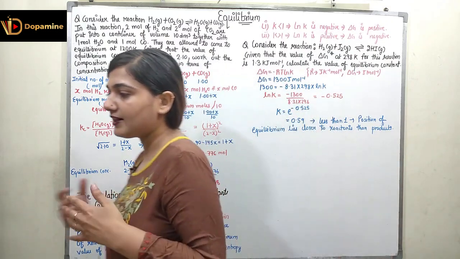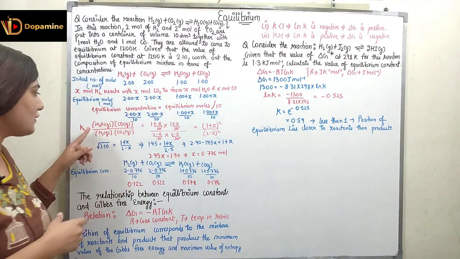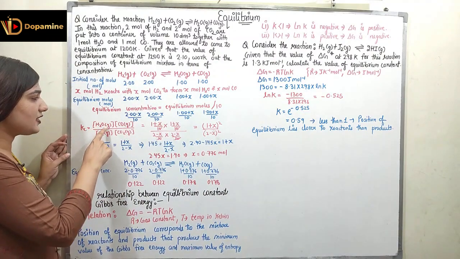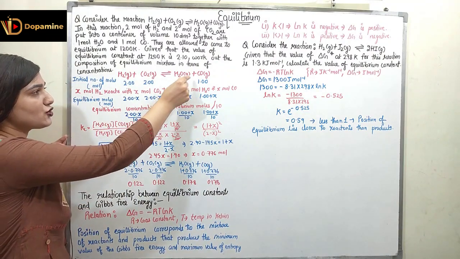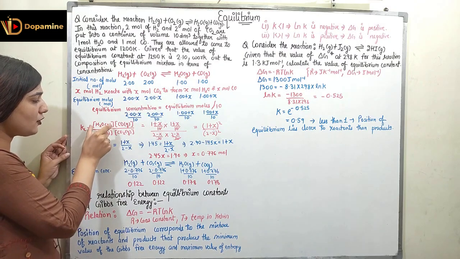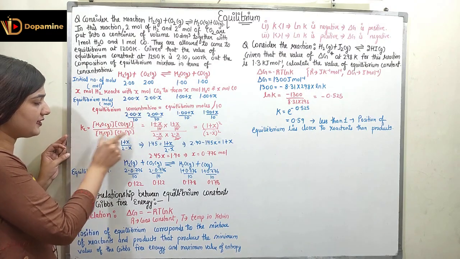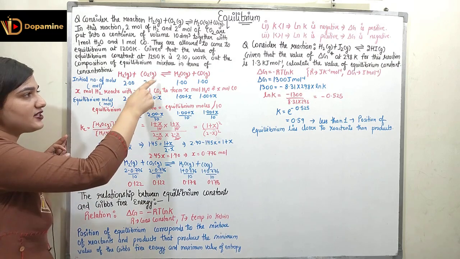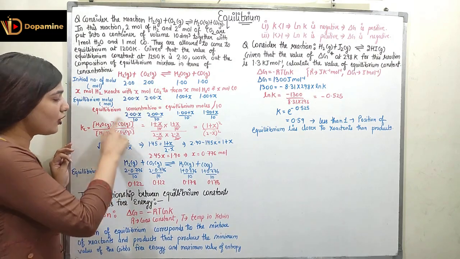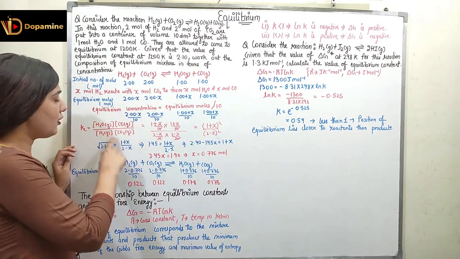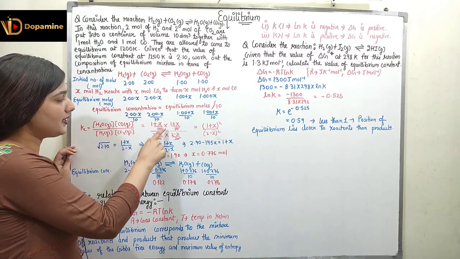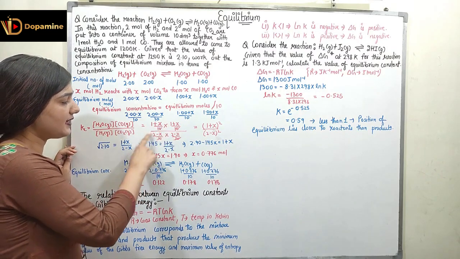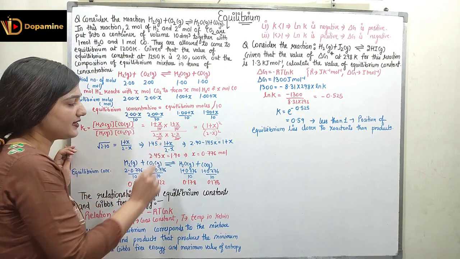And now we know the relation of the equilibrium constant. Equilibrium constant would be the equilibrium concentration of products. What are the products? H2O and CO. The equilibrium concentration of H2O and CO divided by the equilibrium concentration of H2 and CO2. Powers are the coefficients, so all of the coefficients are 1, so all of the powers are 1. So now we all know these concentrations, so 1 plus X by 10, 1 plus X by 10 divided by 2 minus X by 10, 2 minus X by 10.